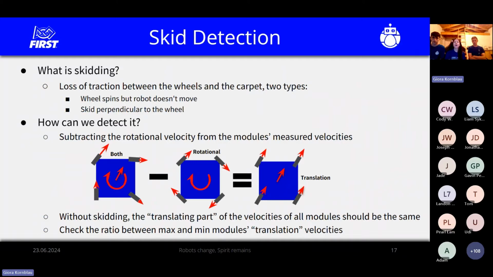So in order to detect skid, we check the ratio between the module which has the maximum translation velocity, the one that's rotating very fast, and the module which has the minimum translation velocity. And if this ratio is above a certain number, then we call it skidding, a situation where the robot is skidding on the carpet.